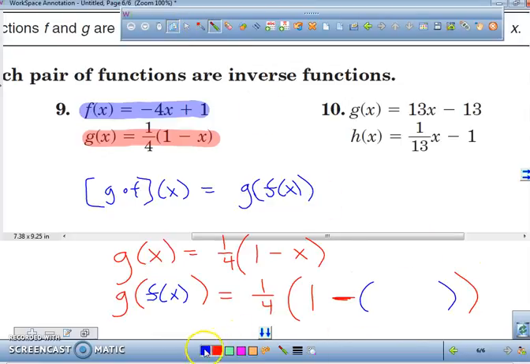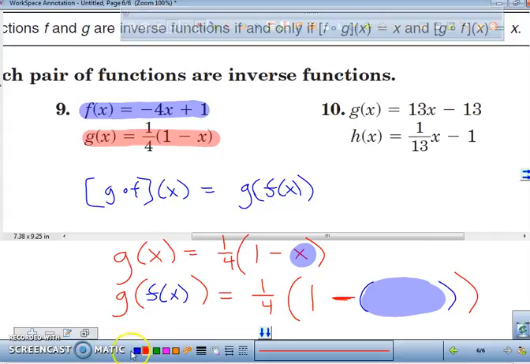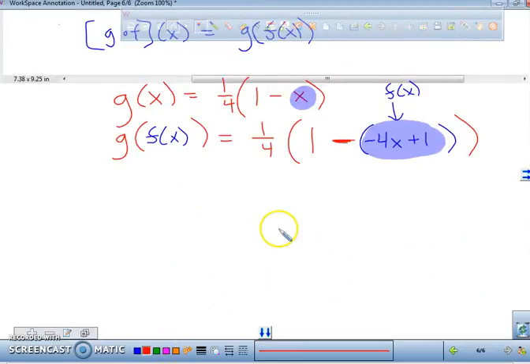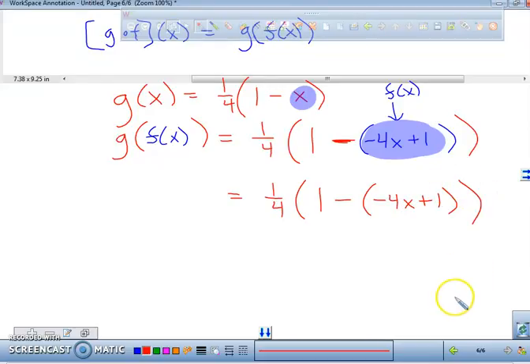And what am I going to plug in right in here? What am I going to plug in for my value of x? I'm going to plug in what? F of x, right? And what is f of x equal to? Negative 4x plus 1. So I'm going to write all of this in one color now. Here we go. Equals 1/4, open parentheses, 1 minus, open parentheses, negative 4x plus 1, close parentheses, close parentheses.